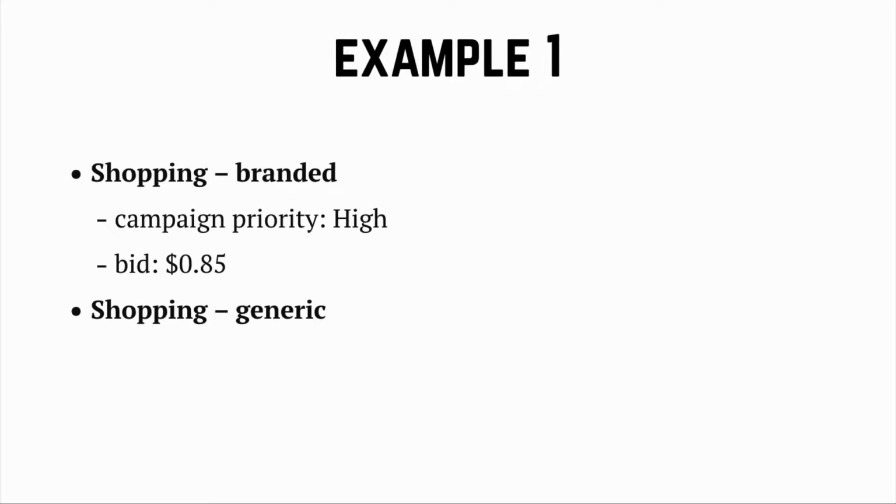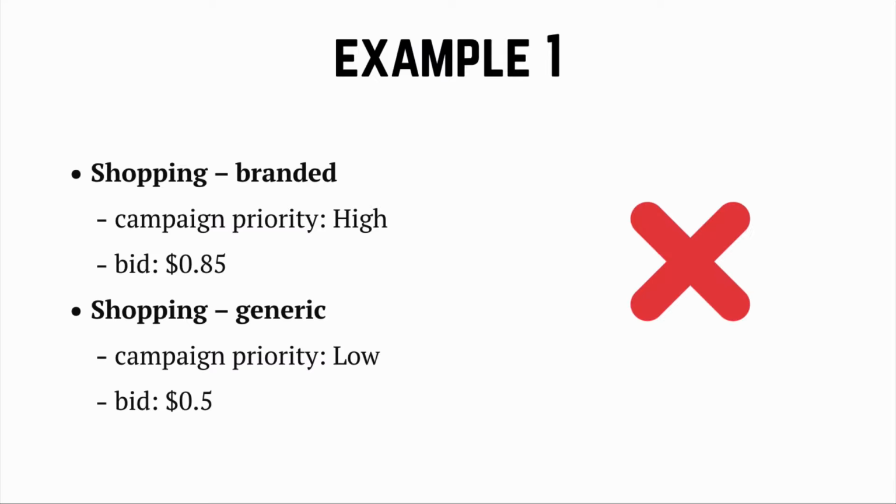So this first one, shopping branded, might be targeting searches specifically for the Sonos speaker, and then the other one, the generic shopping campaign, might actually be targeting searches for terms like speaker, living room. So here I set the campaign priority of the branded campaign to high. I also gave it a high bid, and then for the generic campaign, I gave it a low priority and a bid of 50 cents.